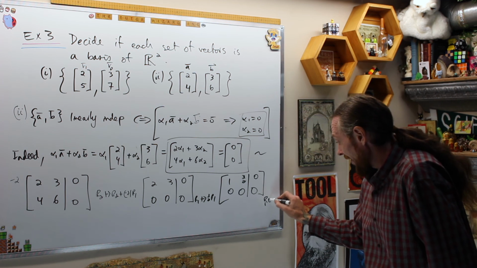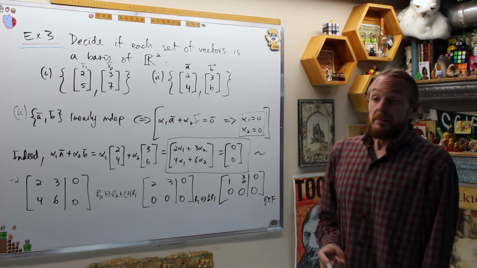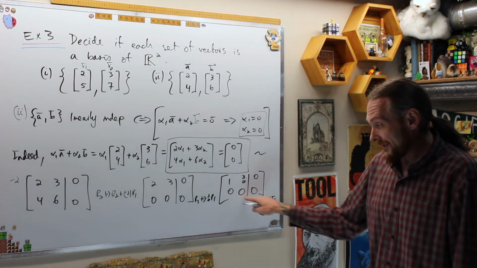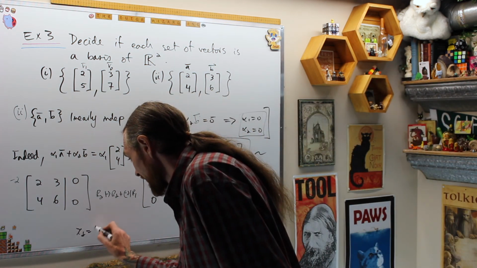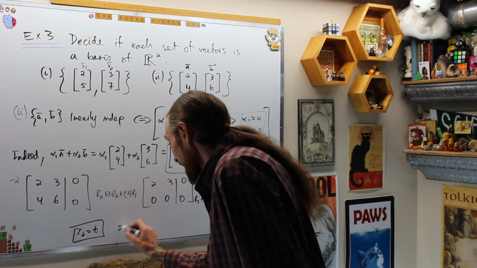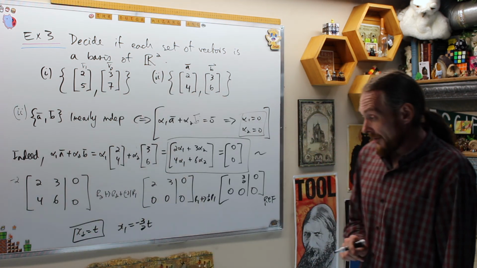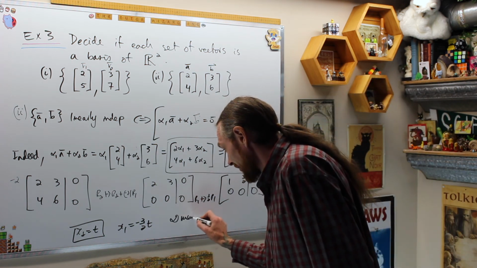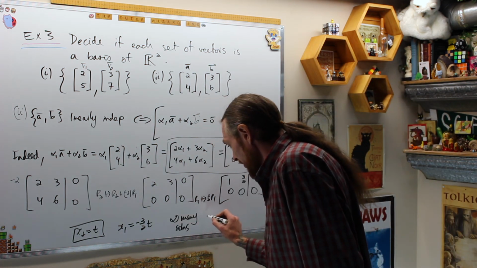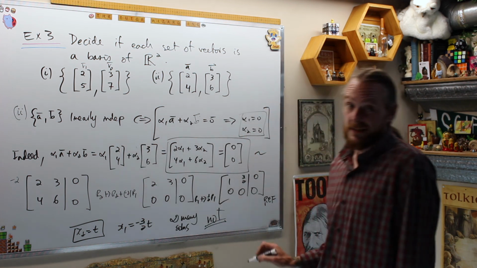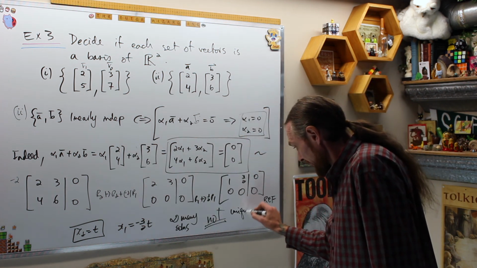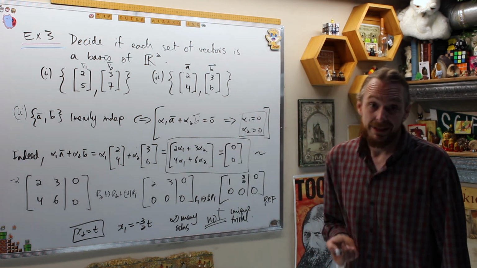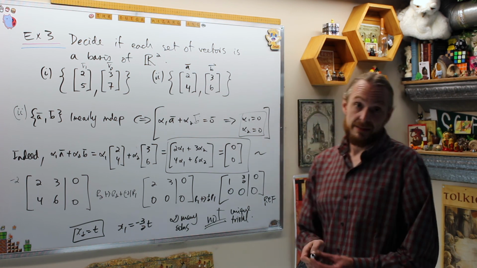This is now REF, so is that. But either way, once I have REF, what this tells me is, this row of 0 says that x2 is free to be any real number, and then x1 is going to be -3 over 2 t. What that tells me is we have infinitely many solutions, which is not the unique trivial solution. Therefore, they are not linearly independent. Therefore, they are not a basis of 2 space.